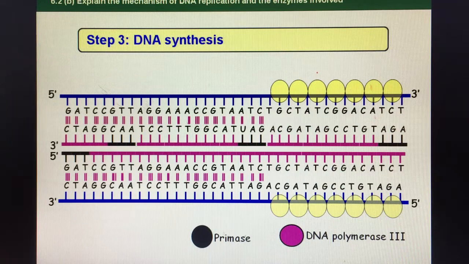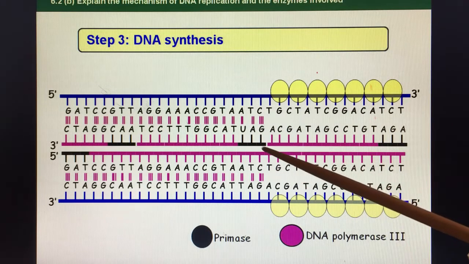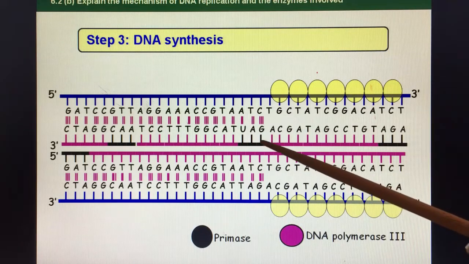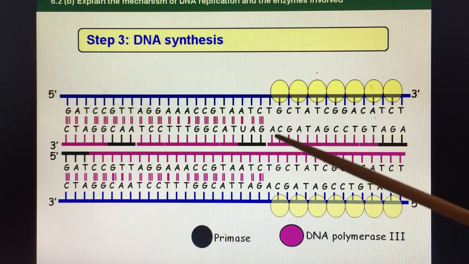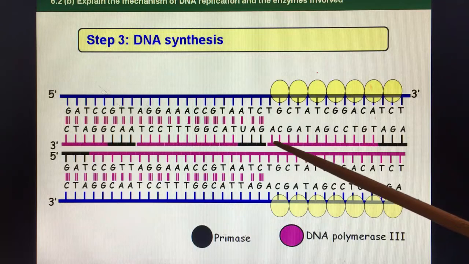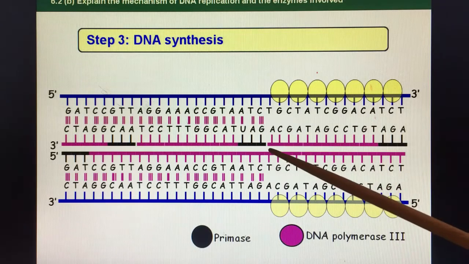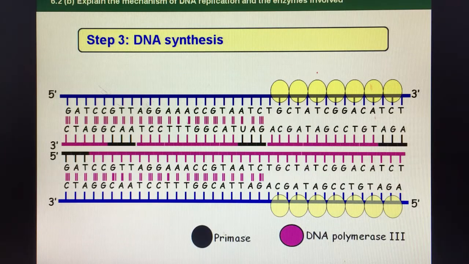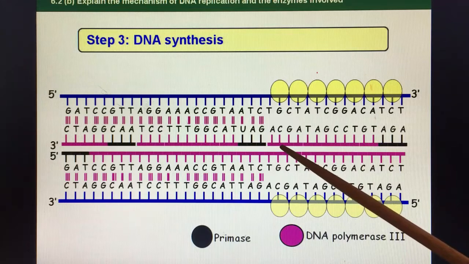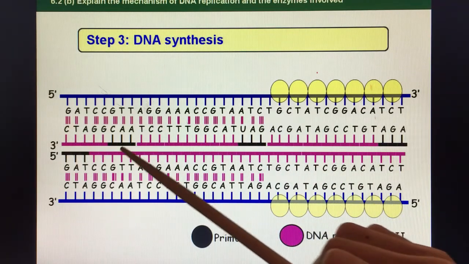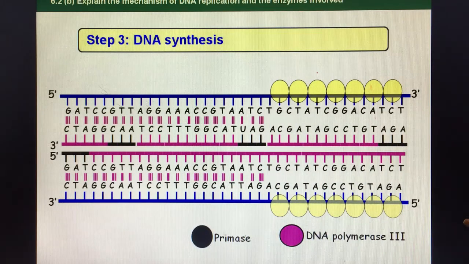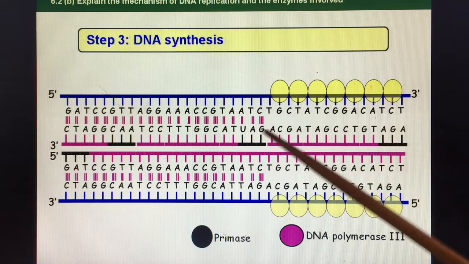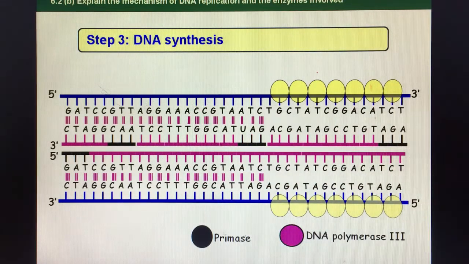And as before, it will not seal the fragments here because it will just add the DNA nucleotides, but there's still a space here. That means you will produce fragments of DNA. When the replication occurs away from the replication fork, this one will create a discontinuous strand which is known as the lagging strand. So these fragments of DNA are known as the Okazaki fragments.